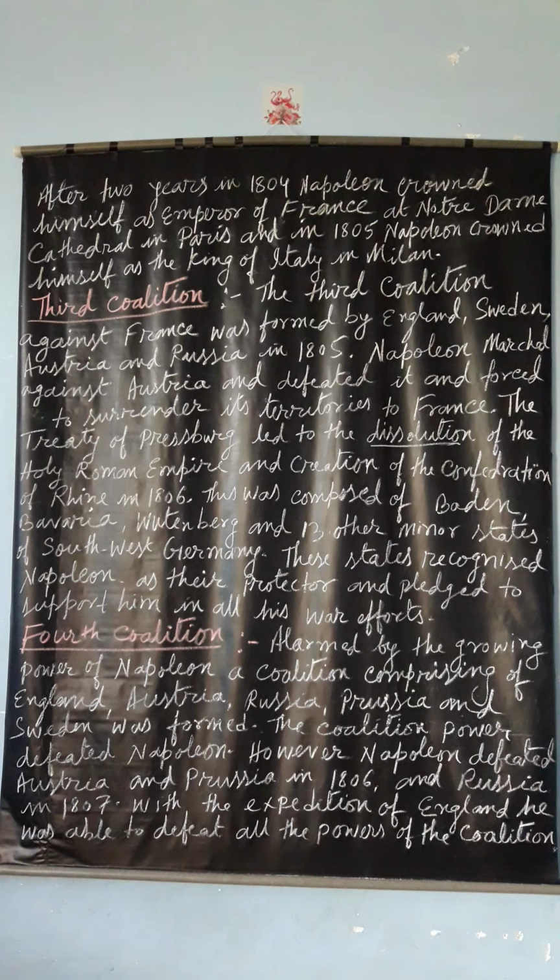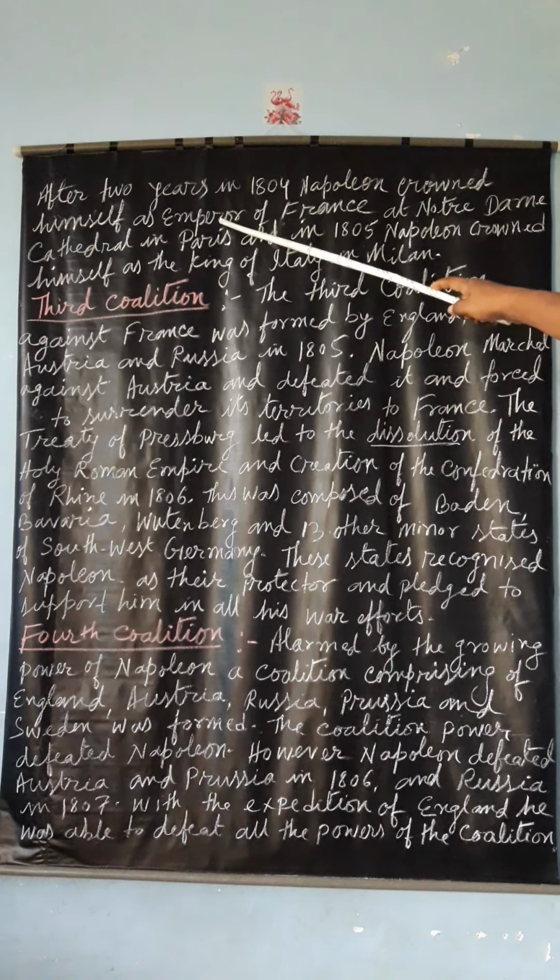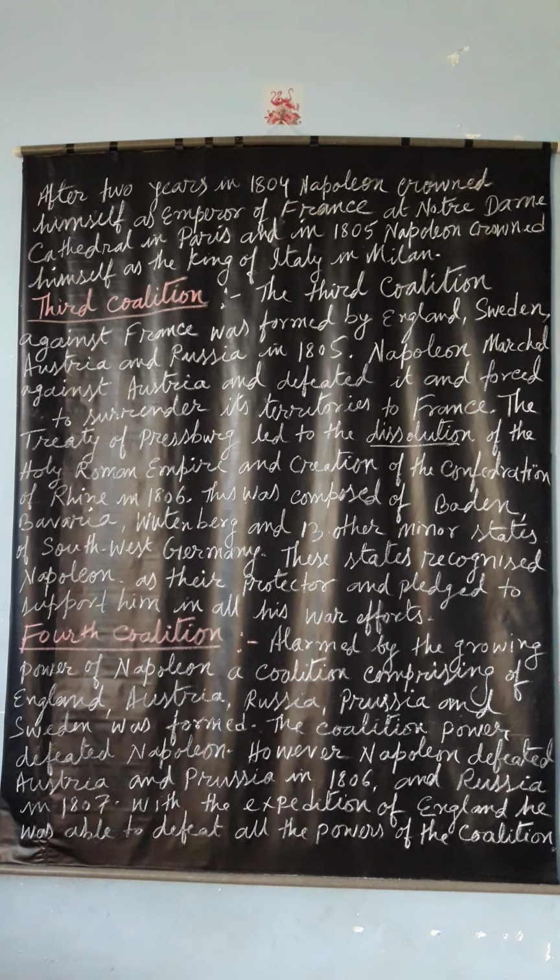After 2 years, in 1804, Napoleon crowned himself as the Emperor of France at Notre Dame Cathedral in Paris, and in 1805, Napoleon crowned himself as the King of Italy in Milan. Okay, and 2 years before that, he was elected consul in 1802. Now what happened in the third coalition?